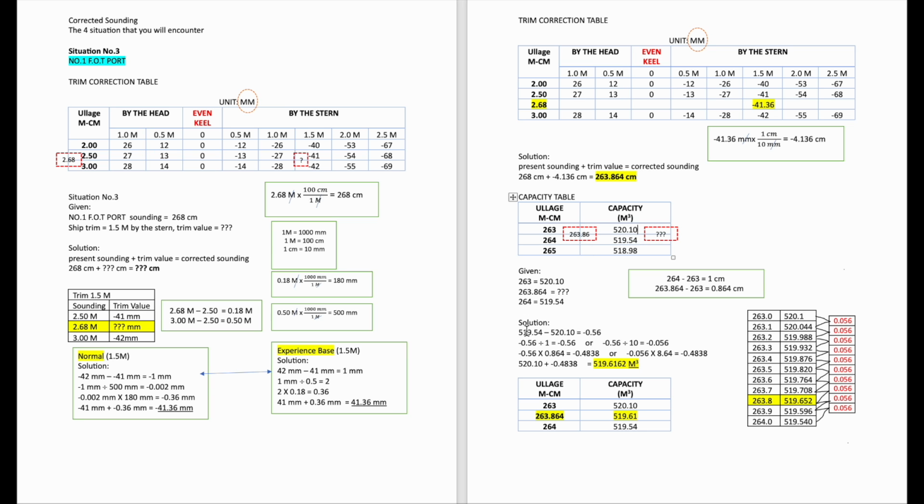So always take note when using this formula, you always start with the below one. You always start here. Then next is here. So 519.54 minus 520.1, you have the answer of negative 0.56. Then you divide to 1. The 1 is from here. And then you need to times to 0.864. So here's the answer. It came from here. Then here's the answer, 0.4838. Then you need to add to 520.10. So you have the answer of 519.6162. So always take note of the negative sign.